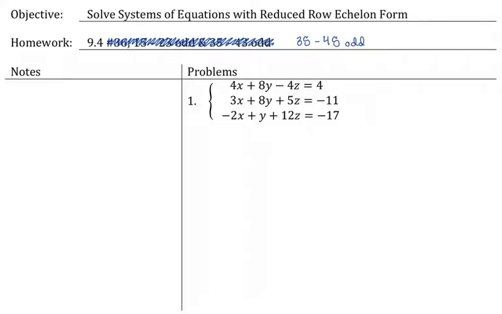Alright, as promised last week, we are coming back to 9.4. We're going to solve systems of equations using one more method on our calculator, and that's called reduced row echelon form. And it's just going to be a few problems. It's a nice way to, sort of, a mix. You can do this by hand, absolutely.